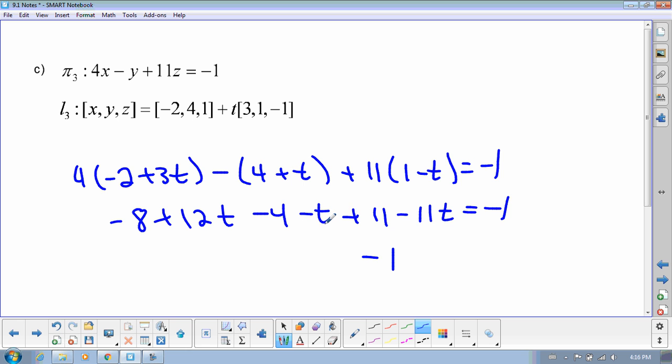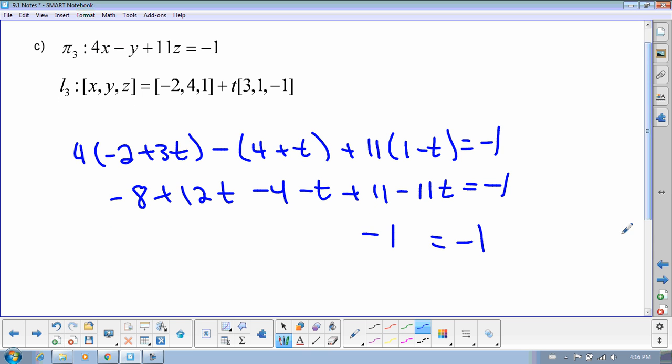12t subtract t is 11t minus 11t. So the t is completely gone. So we have negative 1 is equal to negative 1. So this means the line is on the plane. So therefore, we have infinite solutions.